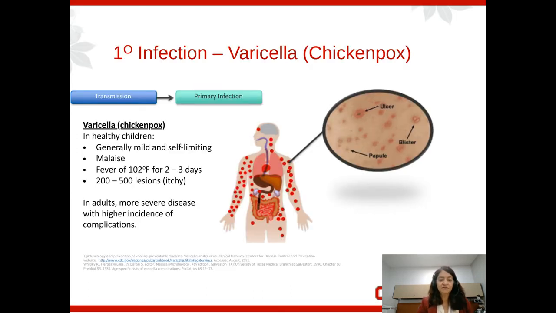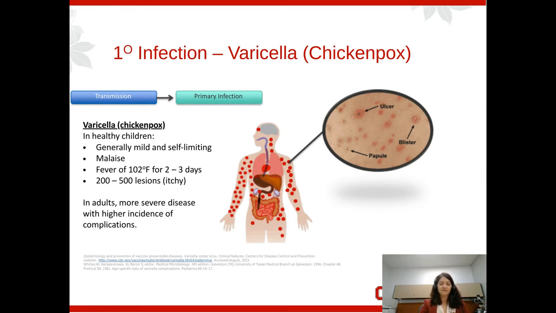So this shows you the varicella, the chickenpox primary infection. In healthy children, it's generally mild and self-limited. You can see that the chickenpox starts maybe in the scalp region and the torso, and then develops on the sides. So it's a really good clinical diagnostic for our physicians to be able to recognize the distribution of this varicella.